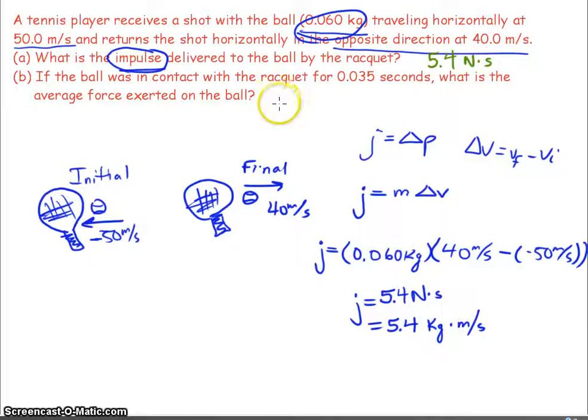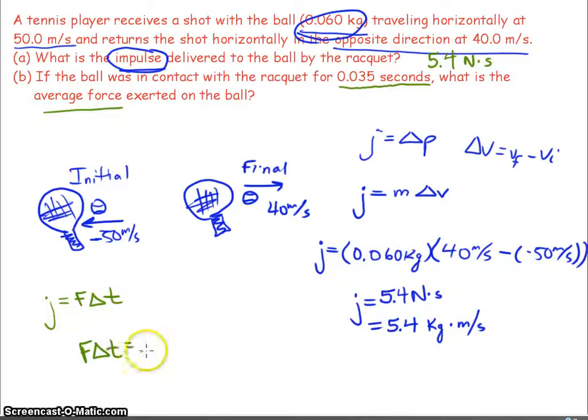Question B. If the ball was in contact with the racket for 0.035 seconds, what is the average force exerted on the ball? Okay. I also know that my impulse is the force applied to my object times the amount of time it is applied. And that's based on the impulse momentum theorem.